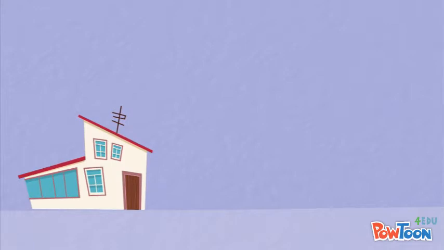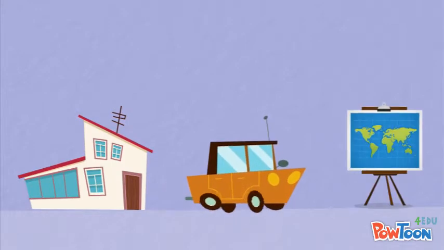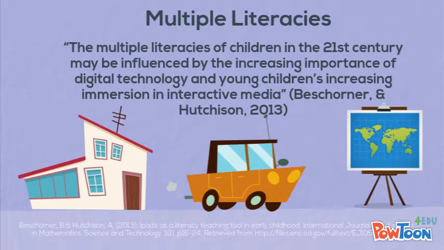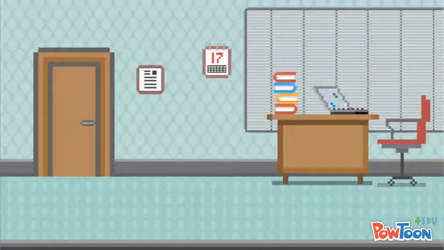Children's experiences at home, in their community, and in early childhood classrooms form their knowledge about reading, writing, and other literate behaviors. These experiences with print are known as multiple literacies. The multiple literacies of children in the 21st century may be influenced by the increasing importance of digital technology.